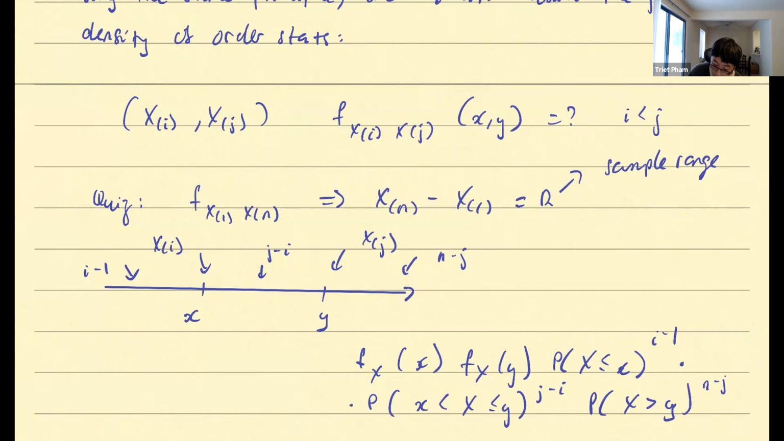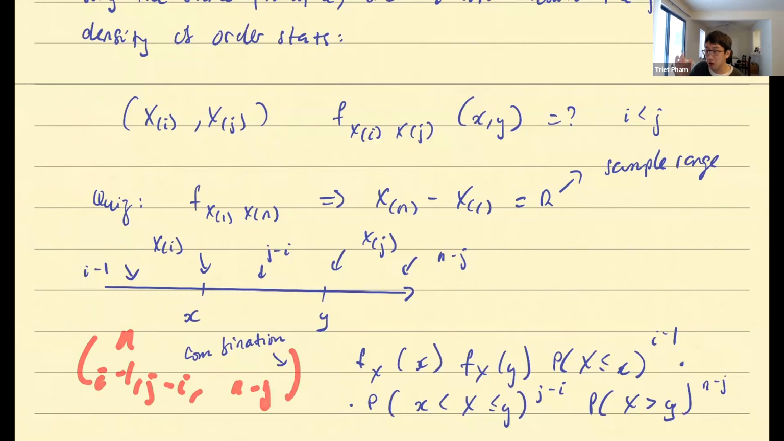But of course, you then need some kind of combination number to count how many possibilities this can happen in. Flash news, my combinatorics is not that good. I'm not trained in combinatorics, so I'm not going to write down the number for you because there's a chance I will make a mistake. Something like n choose i minus 1, j minus i, n minus j, I expect, but I might miss some order. Of course, I won't really press this point on the exam either.